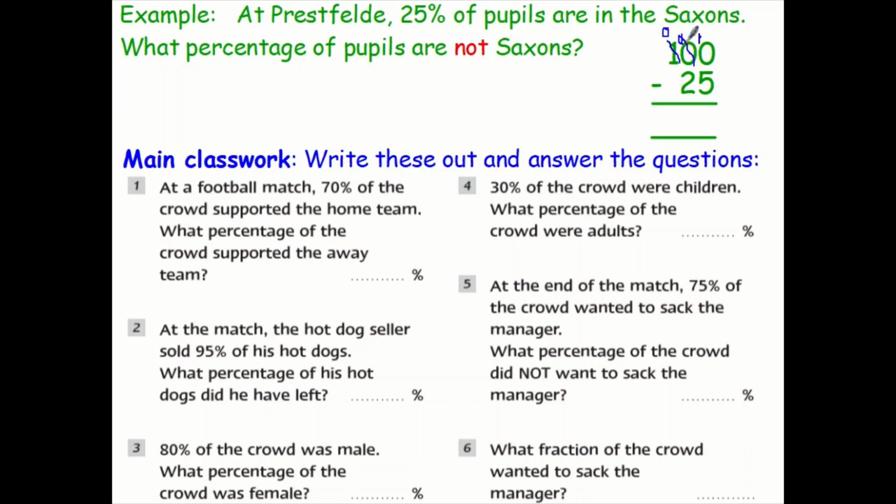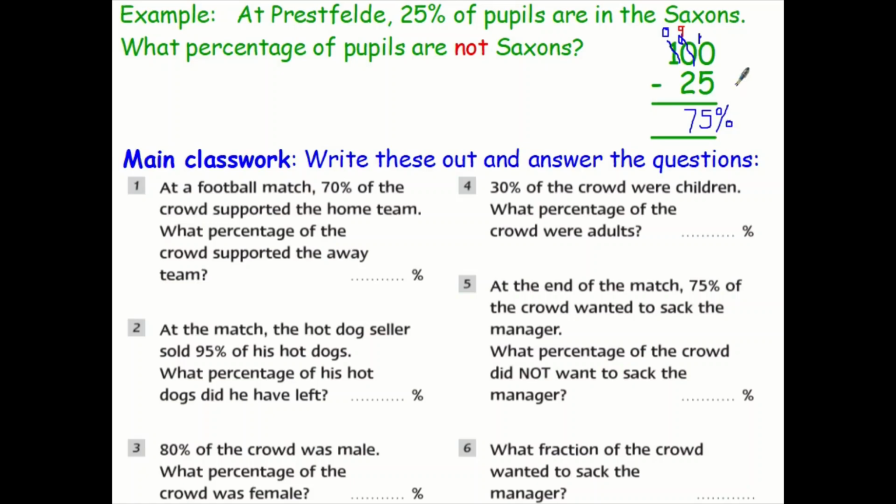What did that go to? It dropped down to a 9. Okay, it's dropped down from a 10 to a 9 there. Okay, so back to my units and ones column. 10 take away 5 is 5, and 9 take away 2 is 7, and 0 take away 0 is nothing. So what am I left with? I'm left with 75%.